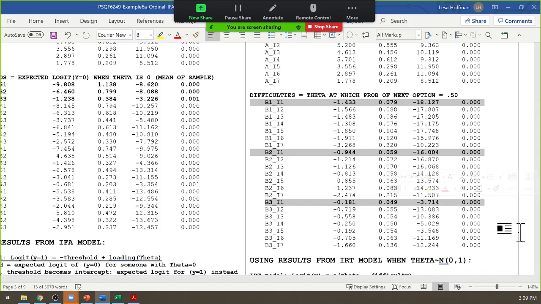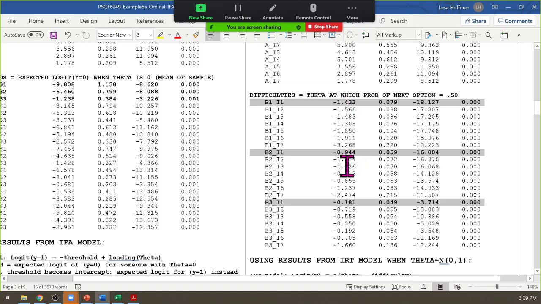So the first B value from item 1 is the trait needed to go from can't do it to at least can do it a little bit, right? Big problems or better. So the trait needed to go from 0 up to 1, 2, 3. That happens at a theta of minus 1.4.